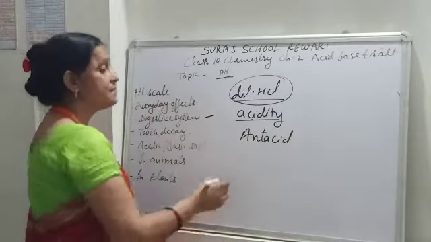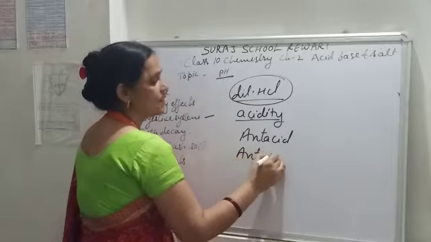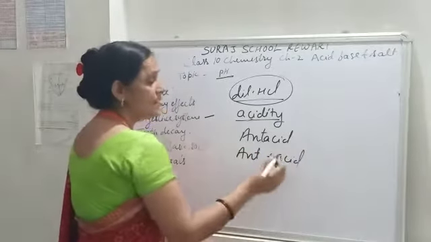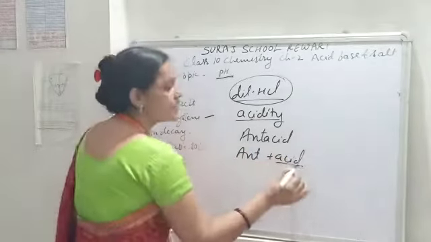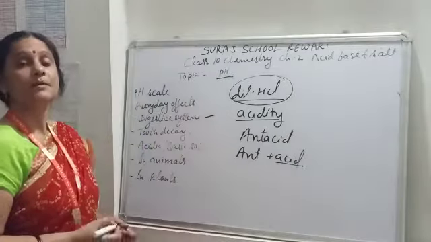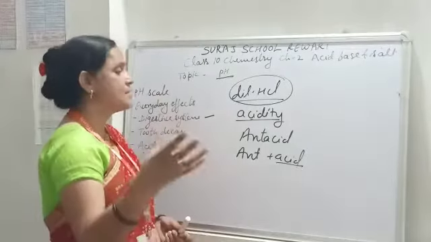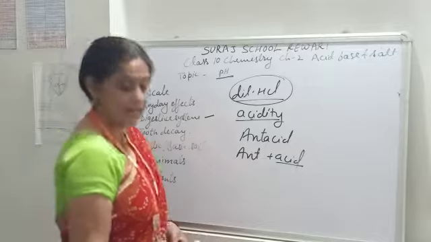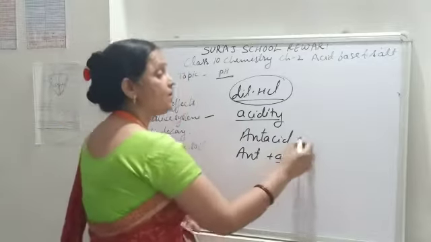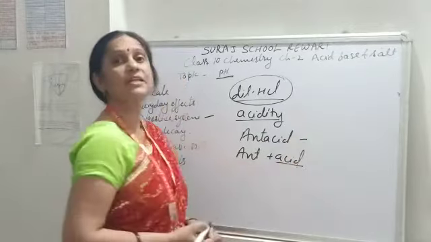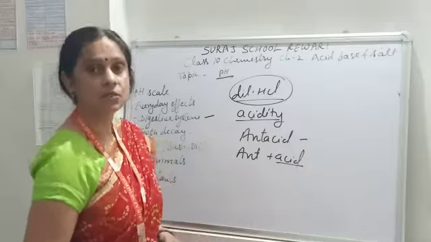Here antacid means anti plus acid, means the medicines which are opposite to acid. The medicines which are basic in nature are called antacids. Examples of antacids are milk of magnesia or baking soda, etc.